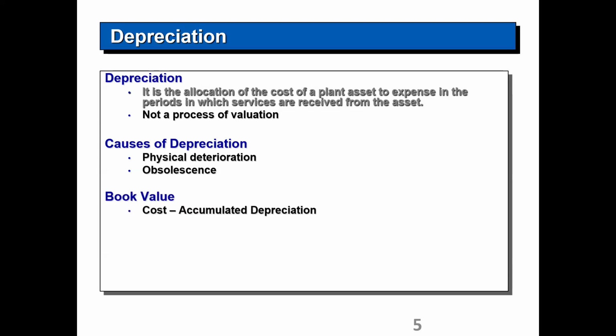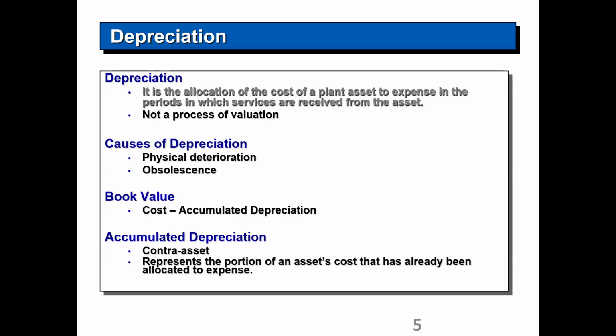So what is actually book value? Book value is equal to cost minus accumulated depreciation. The word accumulate means to add. So accumulated depreciation is the sum of all the depreciation recorded so far. What does accumulated depreciation represent? It's a contra asset account. And secondly, it represents the portion of the asset cost that has already been allocated to expense. Let's suppose that an asset costs 10,000 with no residual value and 5 years of useful life. Each year it is going to depreciate by 2,000.